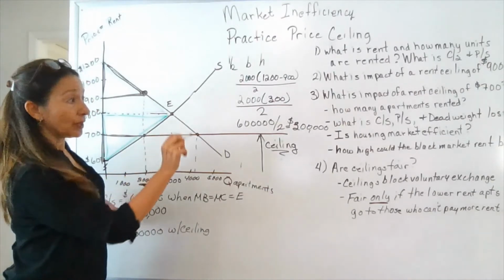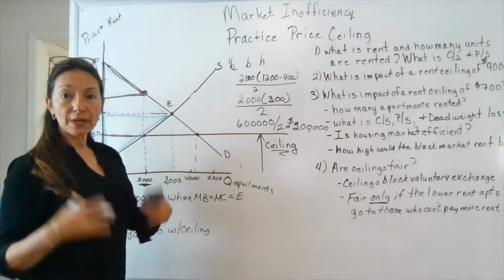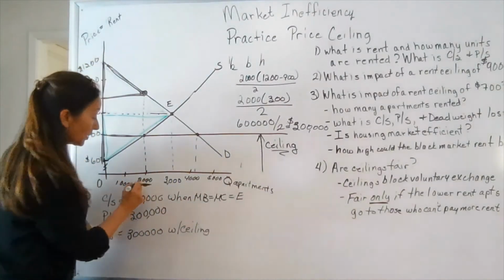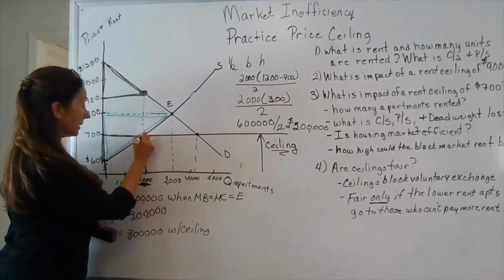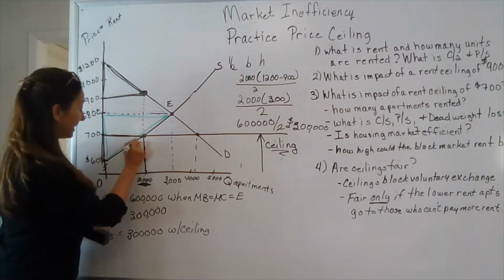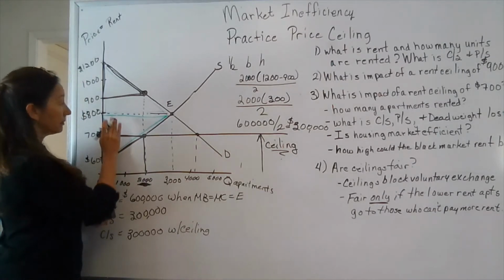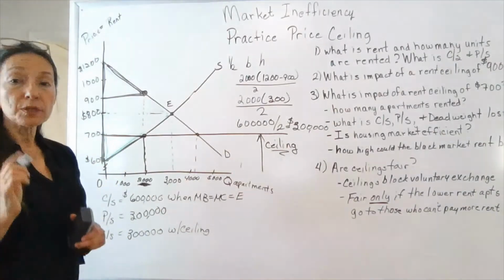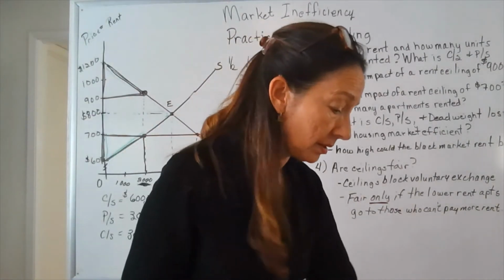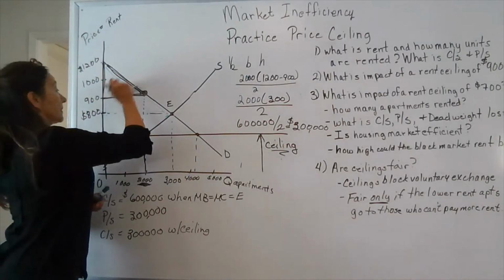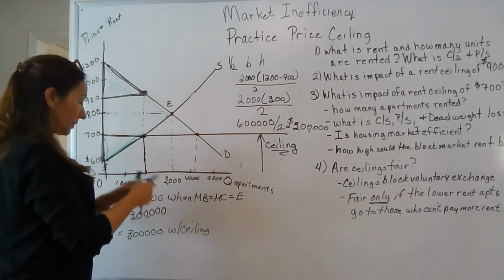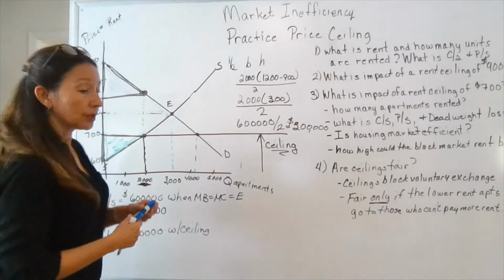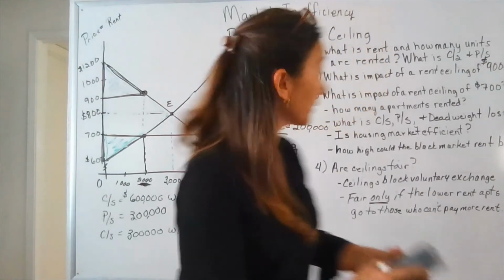Okay. The next question asks you, well, what happens to producer surplus? What happens to the value that producers get? So we're going to solve this the same way. At 2,000 apartments being rented at $700, this smaller triangle right here now becomes producer surplus. Okay. So let me just color these in so that we don't forget. This is consumer surplus, and this is our new producer surplus.